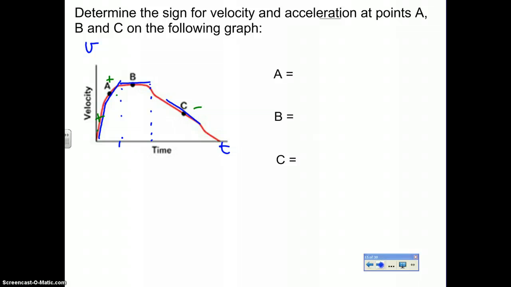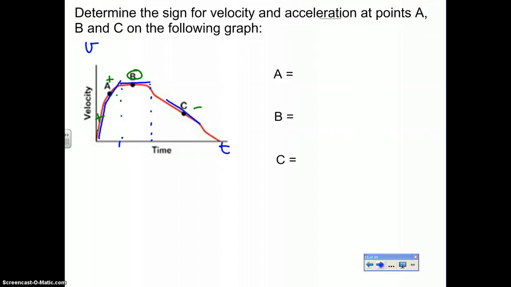Don't get this confused here at point B with the idea that it's at rest. This isn't a position time graph. If it was a position time graph, where the slope is velocity, then no slope would mean no velocity, not moving. But on a velocity time graph where the slope is acceleration, it actually means that it's no change in velocity, which means it's continuing to move to the right, but it's neither speeding up or slowing down.